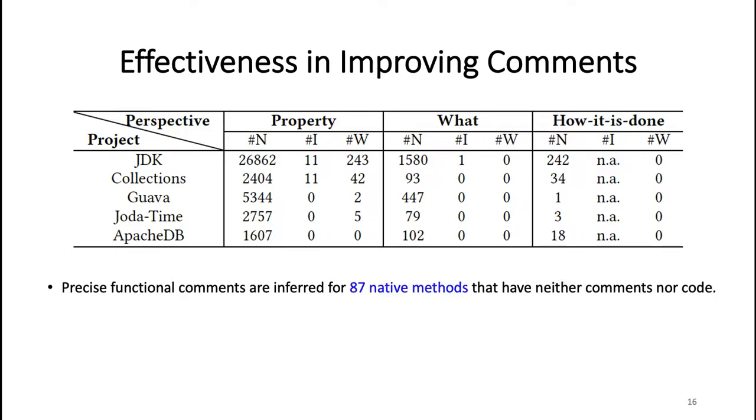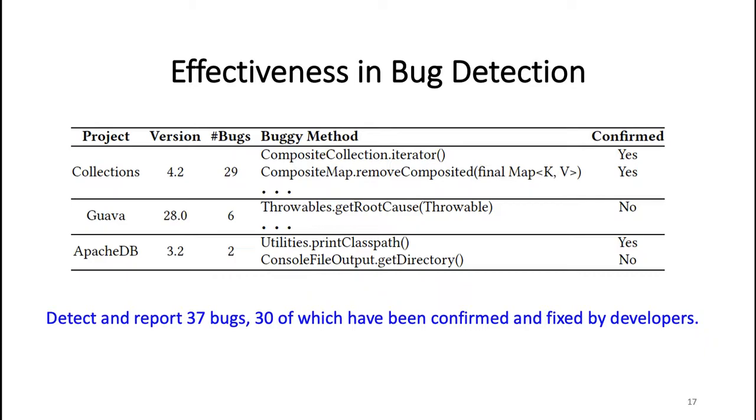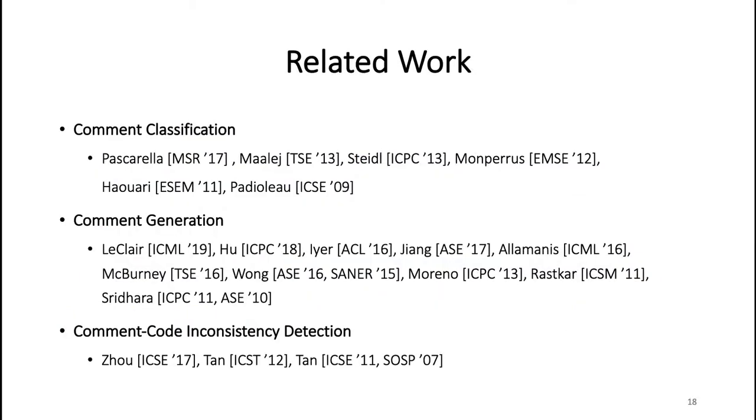This table shows the effectiveness in improving comments. Our approach can infer precise functional comments for 87 native methods that have no comments or code. Also, we detect 12 incomplete comments and 292 wrong comments. Some of them have already been confirmed and corrected. This table shows the effectiveness of our propagated comments in detecting bugs. In total, we detect and report 37 bugs, and 30 of them have been confirmed and fixed by developers.